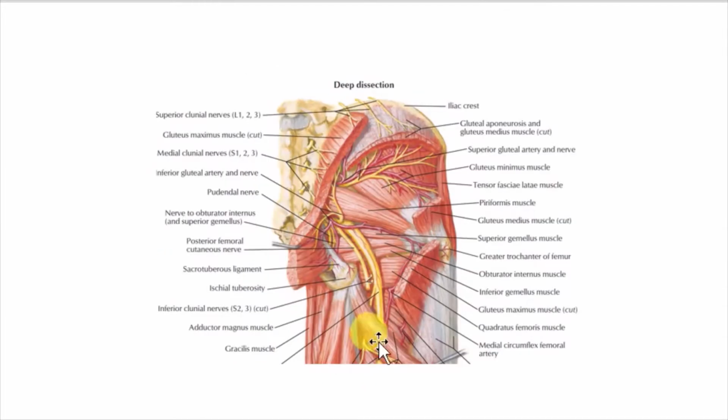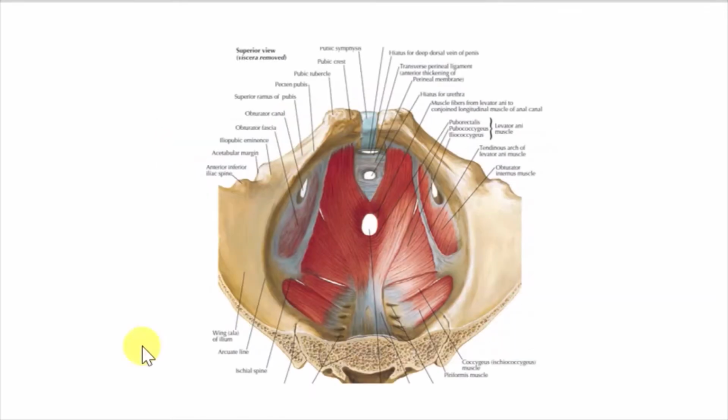And here you can appreciate the three structures which are entering from the greater sciatic foramen to the lesser sciatic foramen. Here, in the last, this is the pelvic girdle picture which is seen from above. Here you can appreciate this is the pelvic diaphragm, and the pelvic diaphragm is formed by the levator ani muscle.